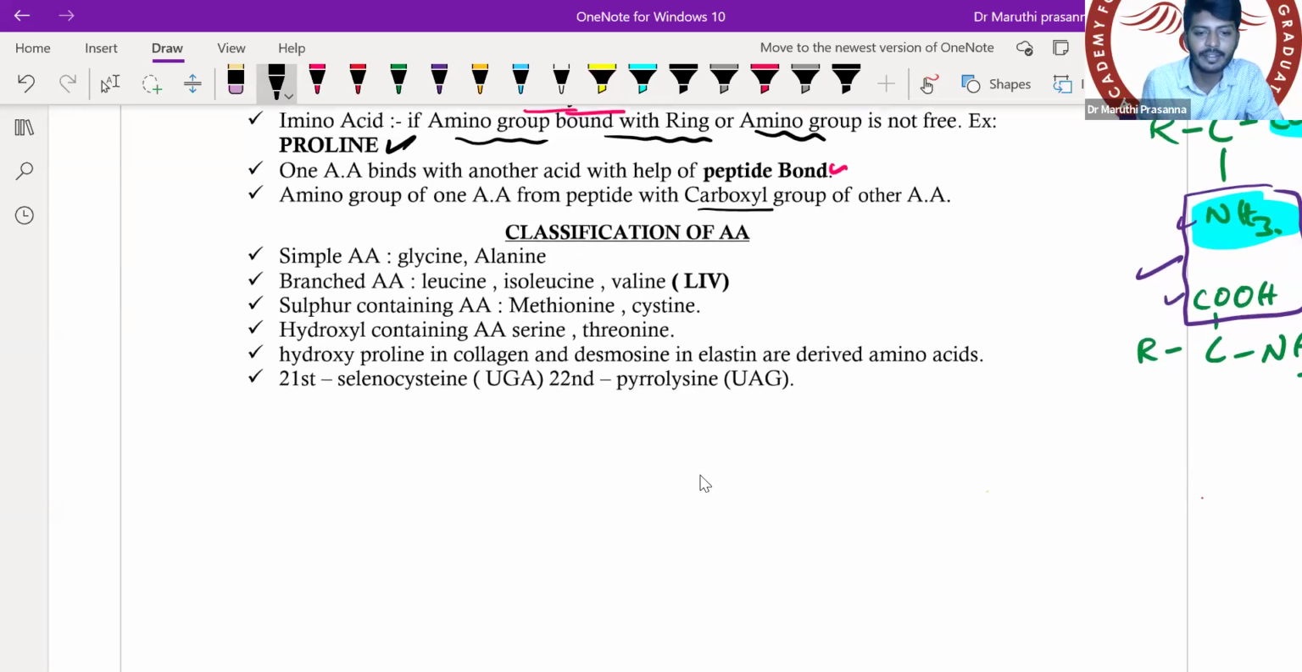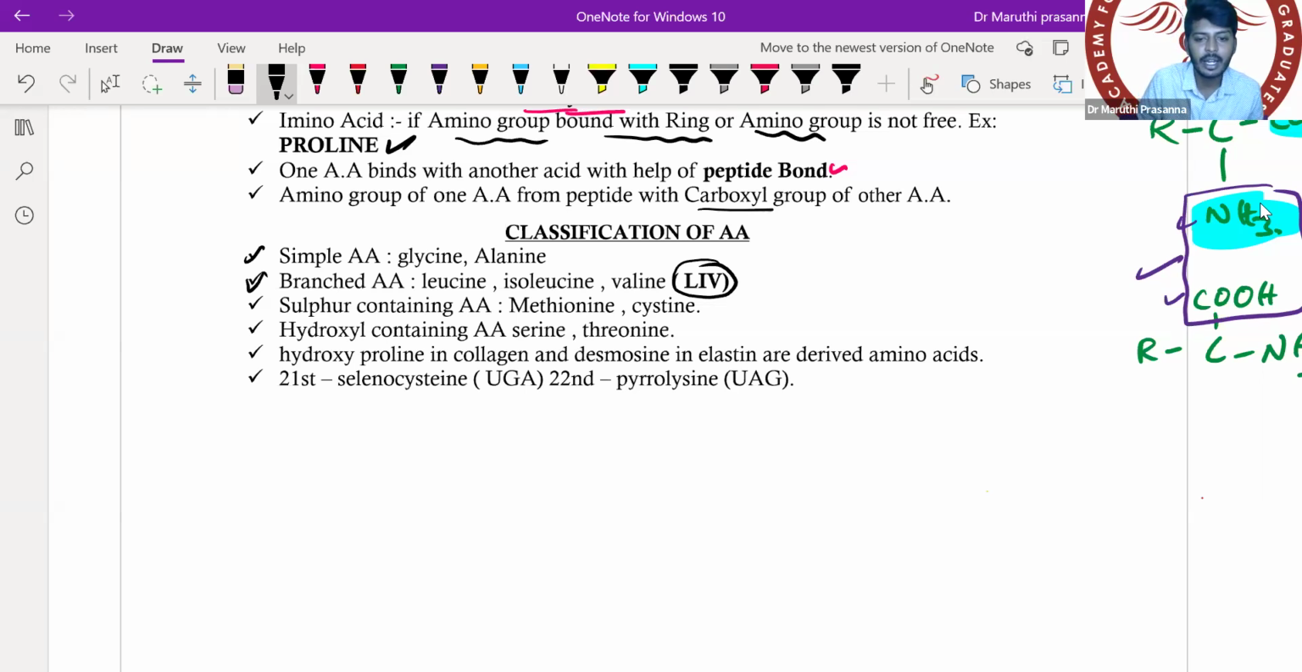Now, classification of amino acids. The simple amino acids, which you need to remember, are glycine and alanine. Then we have the branched chain amino acids, which can be remembered with a mnemonic: L for leucine, I for isoleucine, V for valine. So the three things you need to remember are leucine, isoleucine and valine. These are the branched chain amino acids.